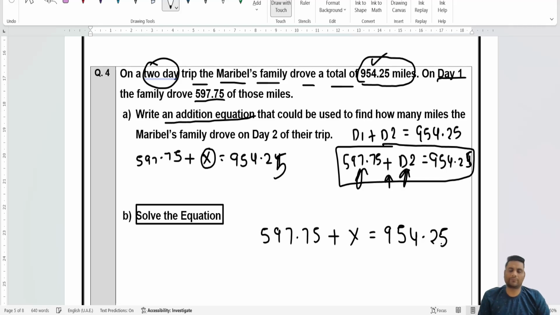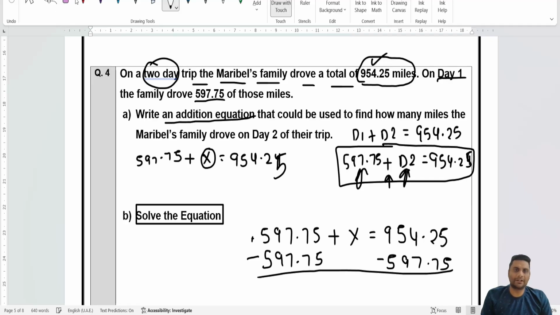25. Okay. Now, solving, that is finding the x, and finding x means removing the number. This number has a plus here. Okay, how will I remove the plus? By doing minus 597.75 on both the sides. Okay, minus 597.75. Okay, now what will I get?